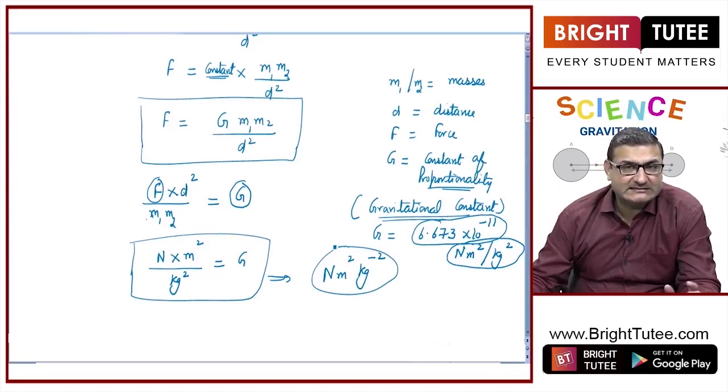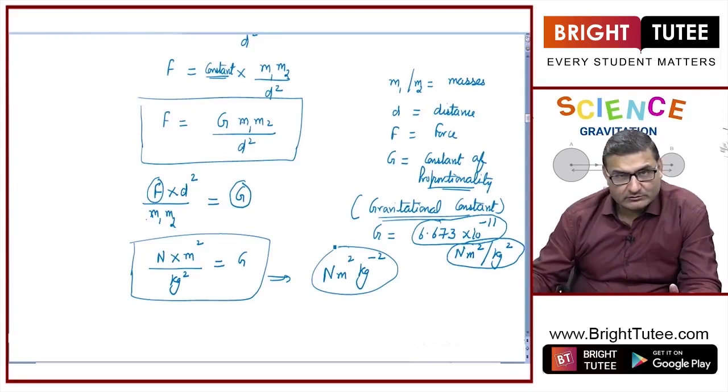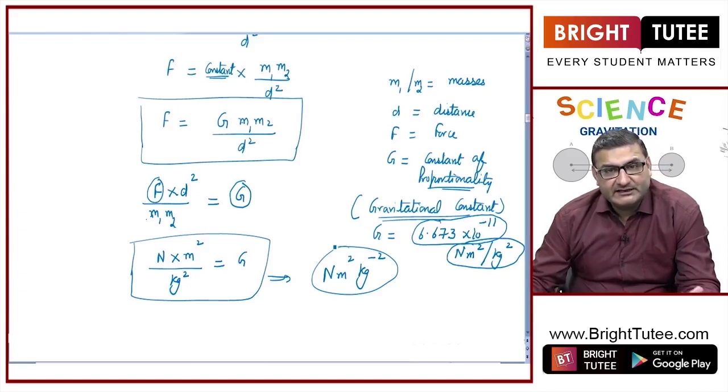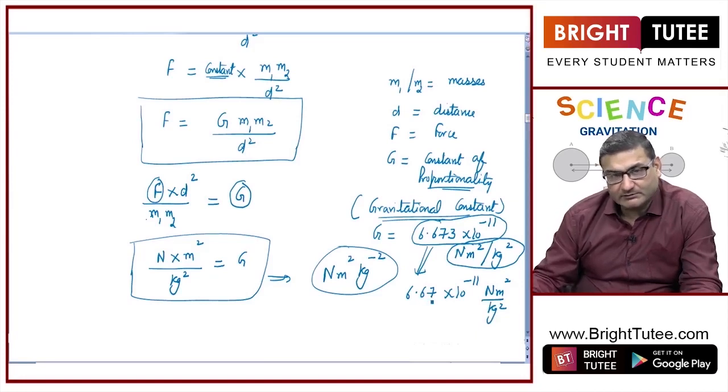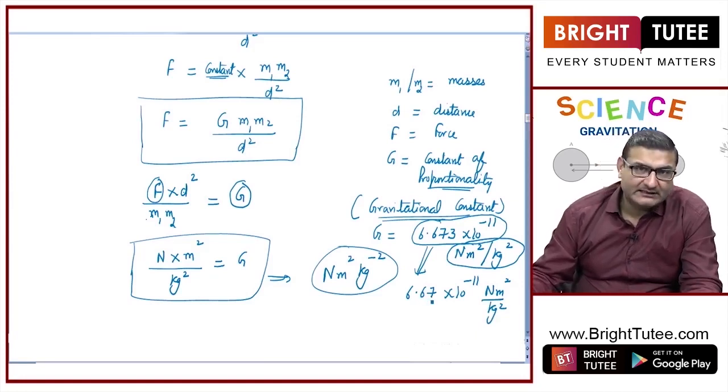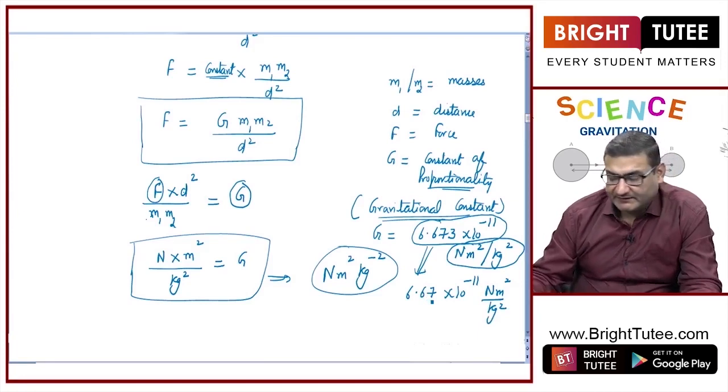Most of the times the value of G is given to us in the questions while doing the numericals. Otherwise, we need to remember that the value of G is 6.67 into 10 to the power minus 11 Newton meter square upon kilogram square. This is as per 2 decimal places, and there are few times when it is specified in the question.